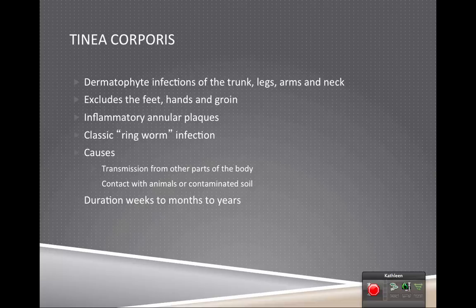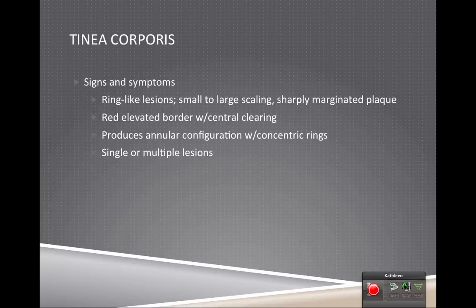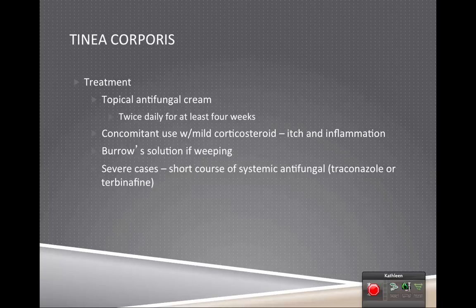Signs and symptoms are ring-like lesions, small to large scaling, sharply marginated plaque, red elevated border with central clearing, which produces an annular configuration with concentric rings, single or multiple lesions. Treatment is topical antifungal cream twice daily for at least 4 weeks. Concomitant use of mild corticosteroids helps itch and inflammation. Burow's solution if weeping. Severe cases, you want to use a short course of systemic antifungal, itraconazole or terbinafine, Lamisil, which you might need to use.